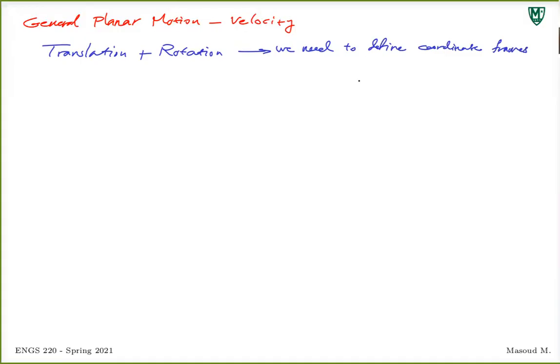So we need to define coordinate frames, right? We need two coordinate frames: one global coordinate frame that is fixed, and one local coordinate frame that is moving with the rigid body that we are studying. In so many cases, where to put the frame and which point to study is going to be what you need to figure out.